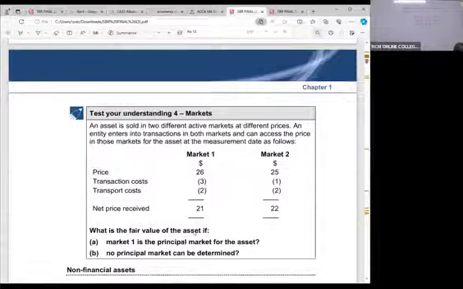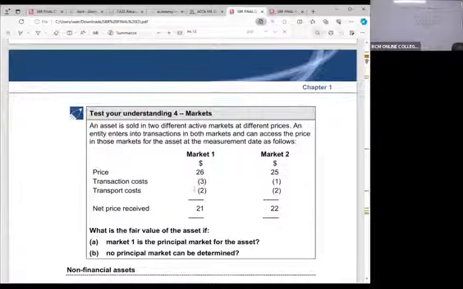So what is the fair value of the asset if market 1 is the principal market for the asset? Very easy. Fair value. So if market 1 is being used, how do we get this fair value? I will take the price of this particular asset, which is 26, and then you subtract other costs other than the transaction cost. Transaction costs are very irrelevant whenever it comes to the calculation of fair value according to IFRS 13.